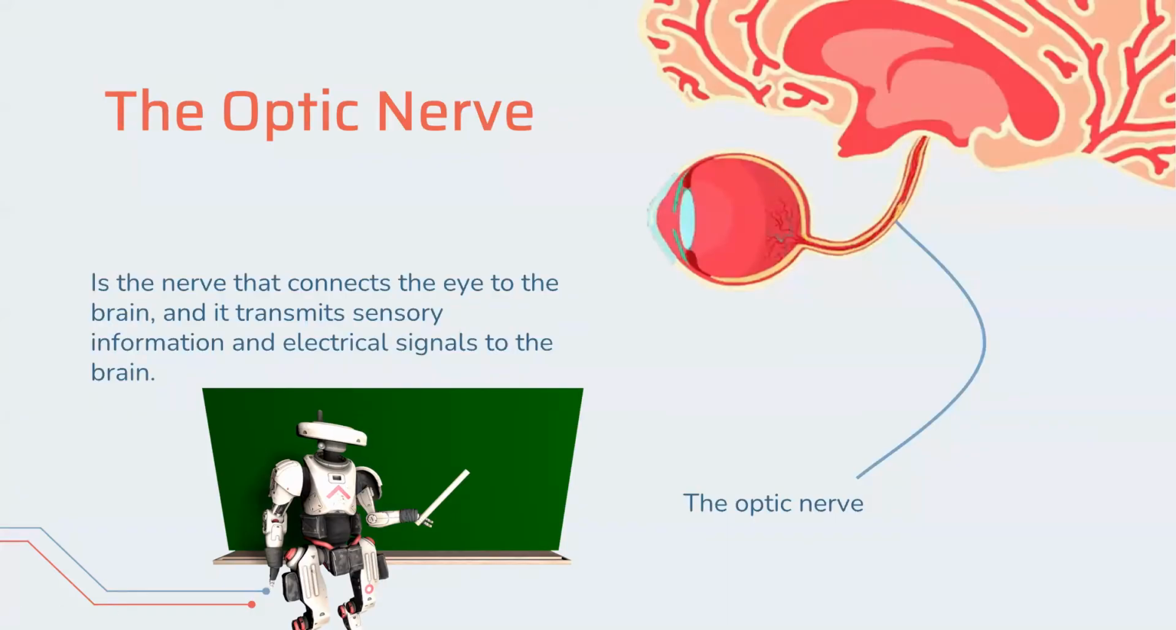Here we can see the optic nerve. It is basically the nerve that connects the eye to the brain and transmits sensory information and electric signals to the brain. As you can see here, this is how the optic nerve actually looks. It connects the entire eye to the brain. Without this connection, the eye wouldn't be able to see anything.